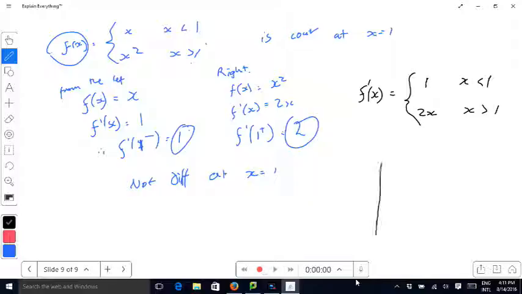If I sketch that, f dash of x is going to be 1 for x less than 1, so a straight line there with an open circle, and then it's going to be 2x for x greater than 1, and essentially I start at that point there.